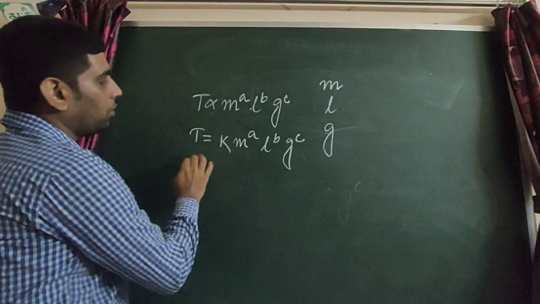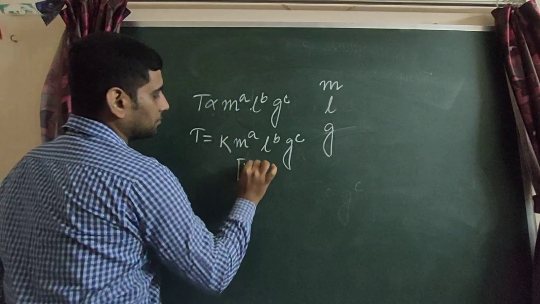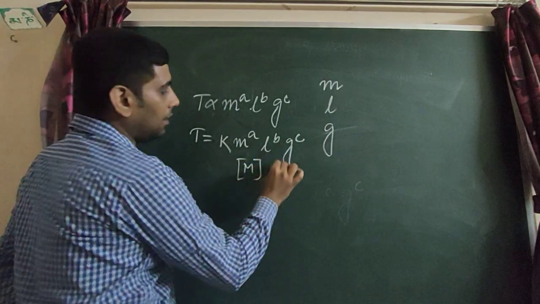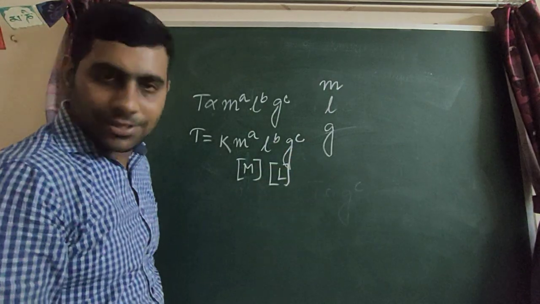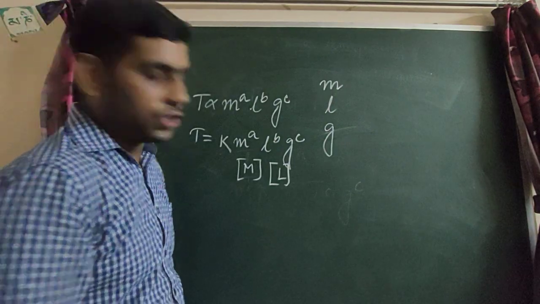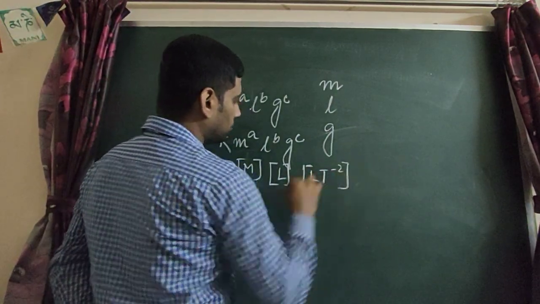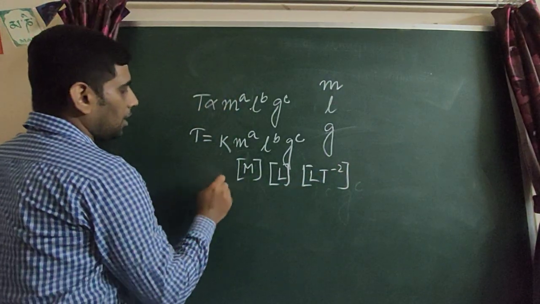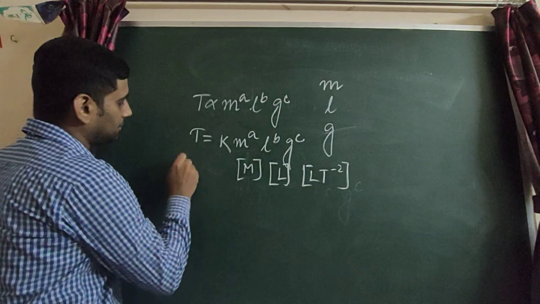Now, what is the dimension of m? Dimension of m is this. Dimension of L and dimension of G. G means acceleration due to gravity. That means it has the dimension of acceleration, which is L T to the power minus 2. Okay? And dimension of T is this.